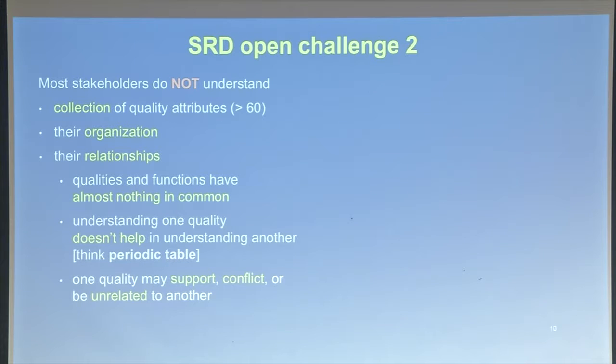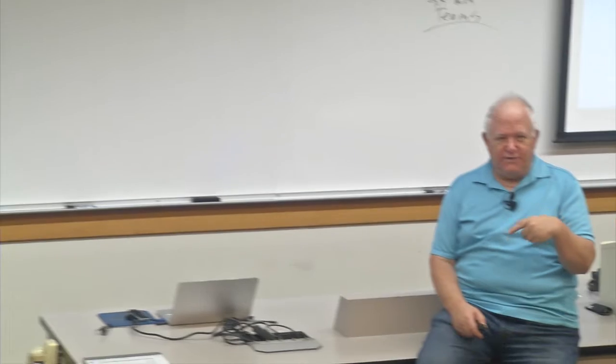Understanding one quality helps not at all in understanding another one. Okay? So if you really got safety down, it doesn't help you at all in security, it doesn't help you in performance. Each one of those things is a little silo where you need specific, attribute-specific understanding of those things. And bad news, one quality can either support or actually conflict with a different one.